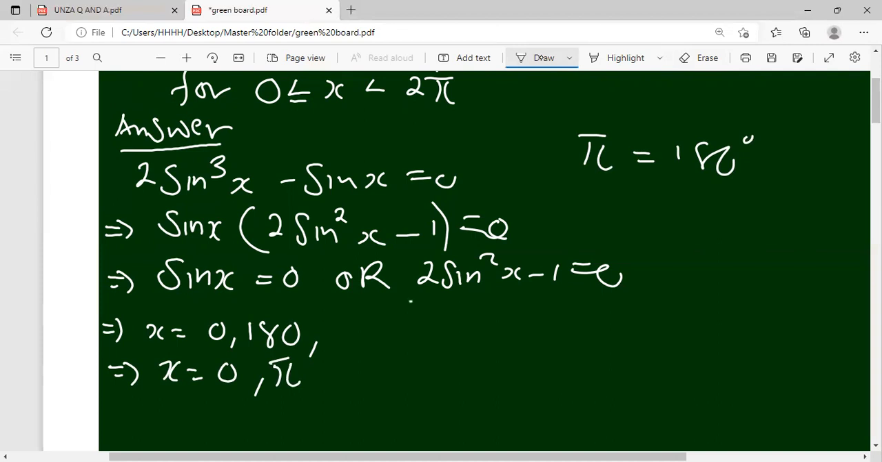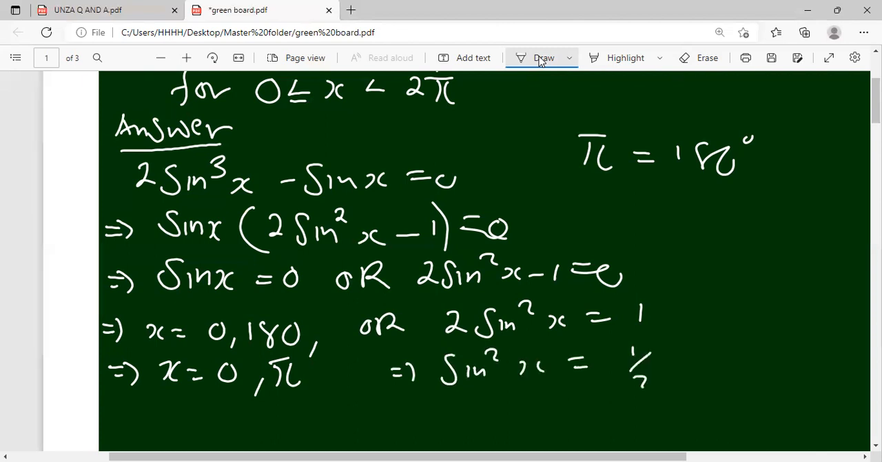Then we deal with the second part, which is 2 sine squared x minus 1 equals 0. Let me just erase nicely. We're saying 2 sine squared x is equal to 1, meaning that when you divide both sides by 2, you have sine squared of x is equal to 1 over 2.